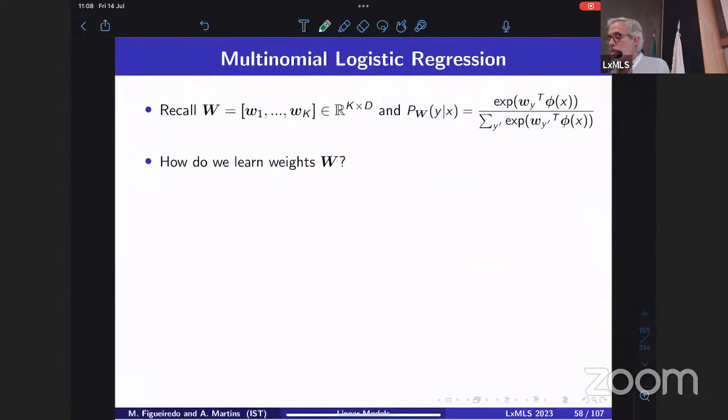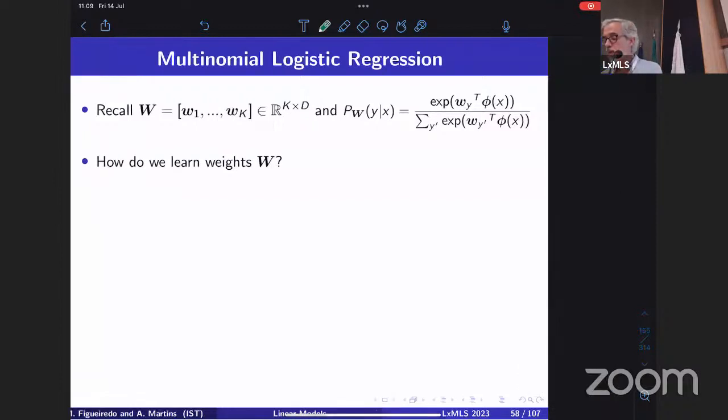Okay, so this is what we have. We have a matrix of weights, so the weights for all the classes. We have K weights, each one of them in D dimensions, so it's R K times D. And we know how to write the conditional probability of each class Y, given an object X. It's exponential of the corresponding score divided by the sum of the exponentials. So it's normalized. Question is, how do we learn the weights from data, from a collection?